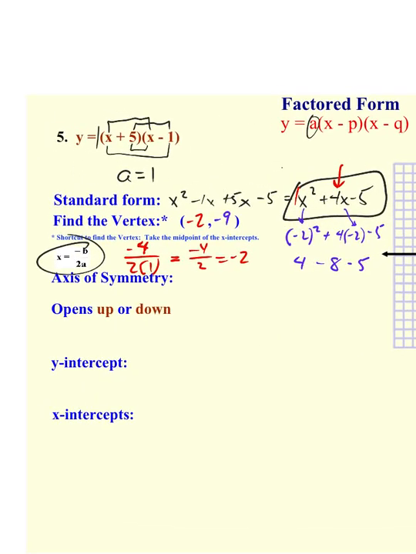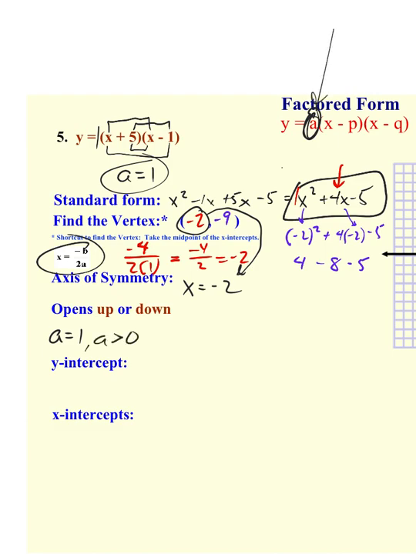Again, the axis of symmetry then is x equals negative 2, since it's just that value that goes into the axis of symmetry equation. And again, it's always x equals, since it's a vertical line on these quadratics that we're looking at. In terms of opening up or down, we noted already that a is equal to 1. That leading term here is equal to 1. And that's greater than 0, so it does open up in this case.